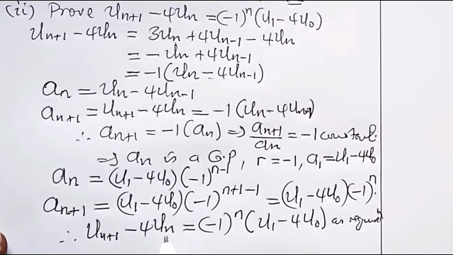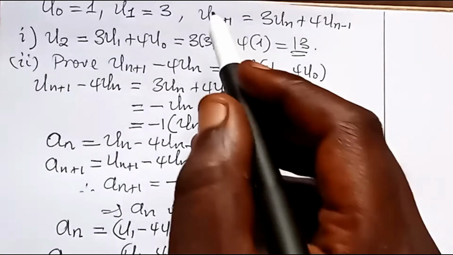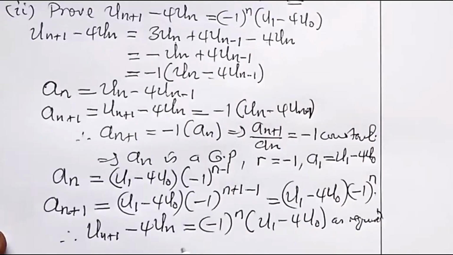An alternative method will be to use the method of differential equations, find an expression for u_n using the recursive relationship, and then work out the left hand side, which should be equal to (negative 1) to the n into this other expression, which if you replace u1 by 3 and u0 by 1, you would finally get 3 minus 4, which is negative 1. So the right hand side will simply be (negative 1) to the n plus 1. You can still try that method at your leisure time.